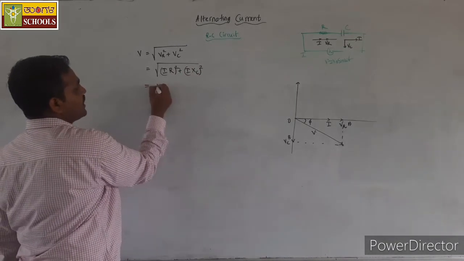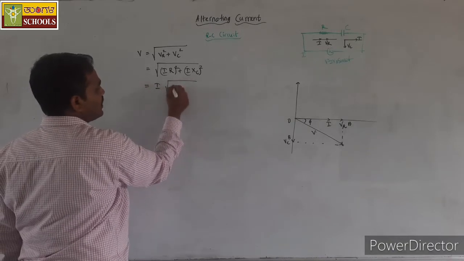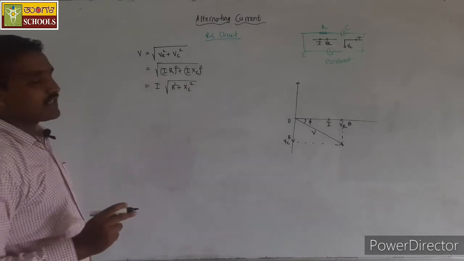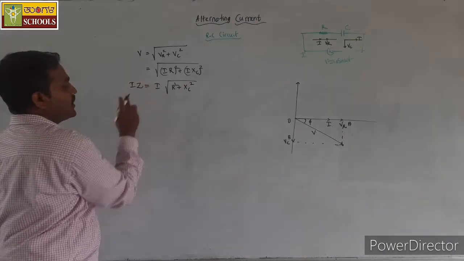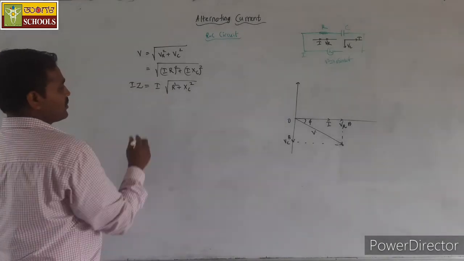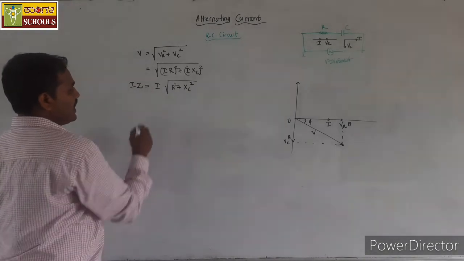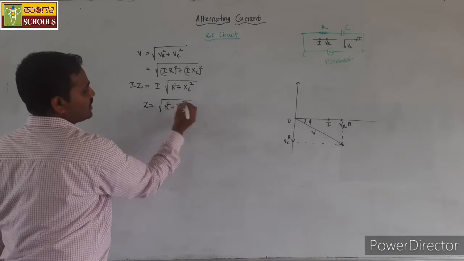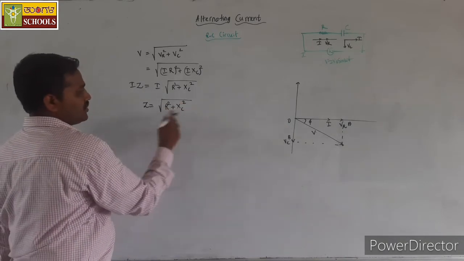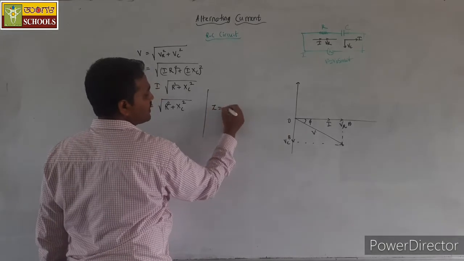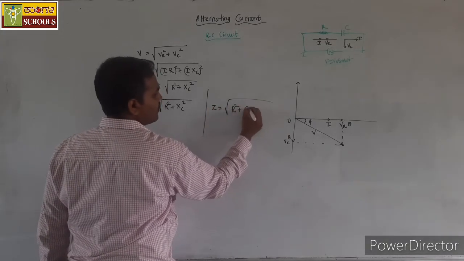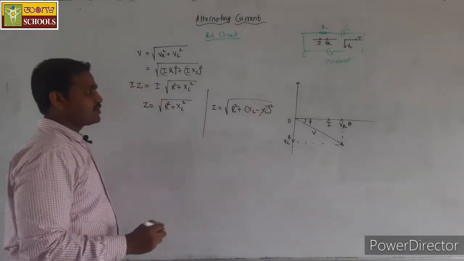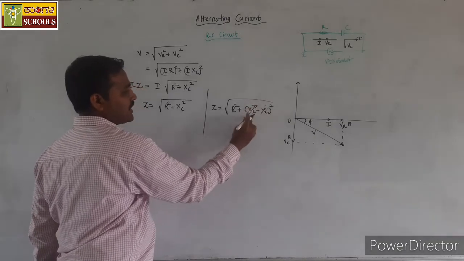Let me write I outside. I can write it as I into square root of R square plus Xc square, and this resultant voltage I can also write as I into Z, where Z is the impedance of the given circuit. By comparing the LHS and RHS, I can write Z is equal to square root of R square plus Xc square. Remember, the impedance for the LCR circuit was square root of R square plus (XL minus Xc) whole square. Just by substituting XL equal to 0, since we do not have an inductor, I will get this equation.